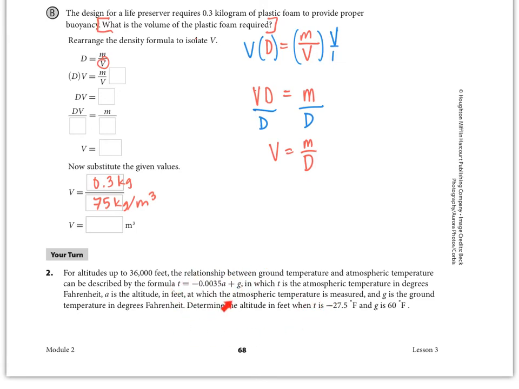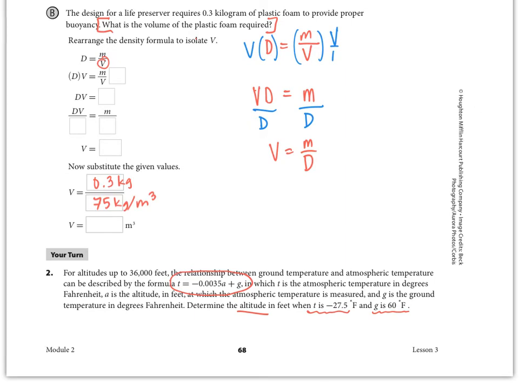They already gave this to us. We have the variables T, A, and G. And it wants us to determine the altitude. Well, the altitude is A. So what I'm going to ask you to do, you can pause it to give it a try, is to take this formula and get A by itself. After that, you will plug in or substitute in that for T and then 60 for G. Okay.